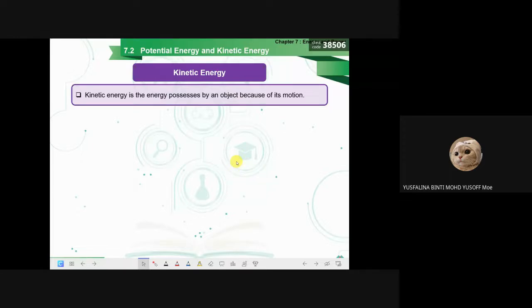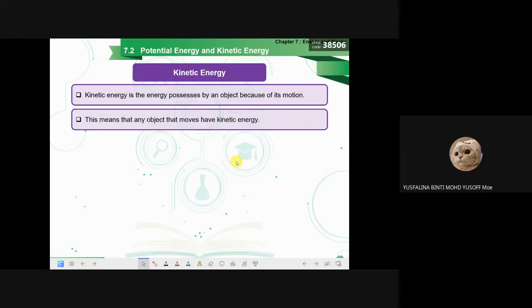So any object that moves must have kinetic energy. If you walk, you also have kinetic energy. Let's say the example I give: you take the stairs, you go up using the stairs. The first one comes from kinetic energy because you start to move. Then, if you reach the second floor, the kinetic energy turns to gravitational potential energy. So every object that moves must have kinetic energy.